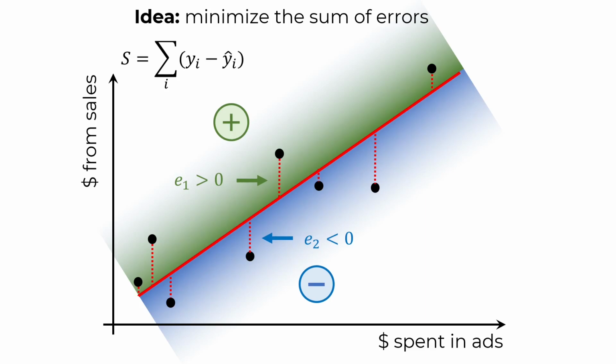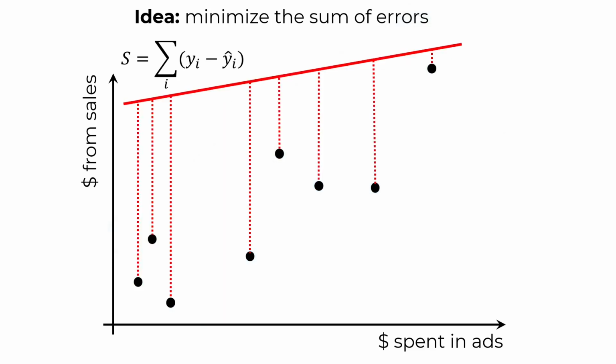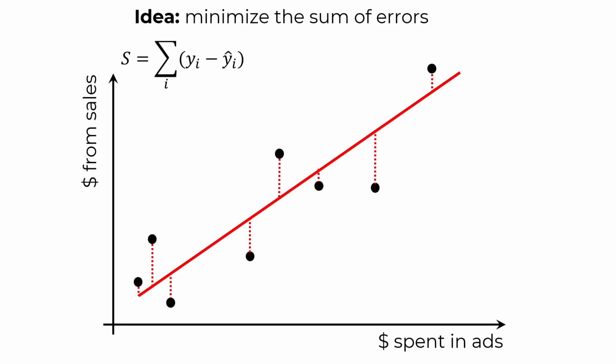Our plan was to pick a line that made the sum of prediction errors as small as possible, and it turns out that's actually very easy to do. All we have to do is move our line upwards. If we do that, all errors will be negative, since they will all lie below the line, which will cause S to decrease. In fact, we can make S as small as we want. We just have to keep pushing our regression line up. So back to the drawing board.